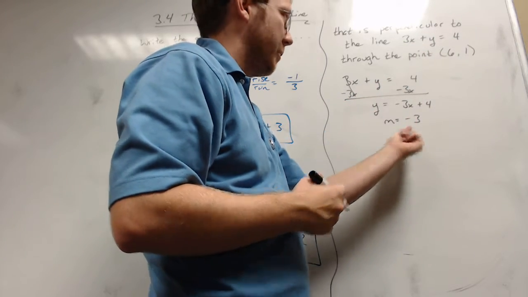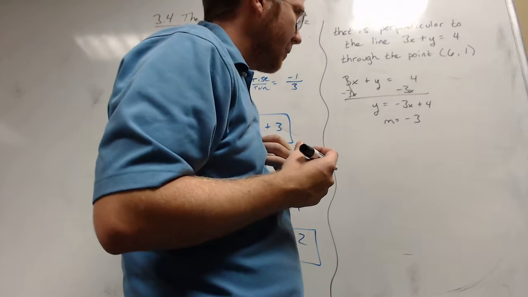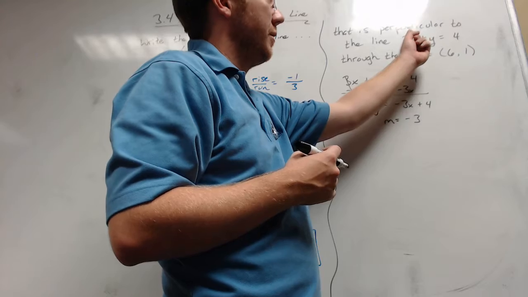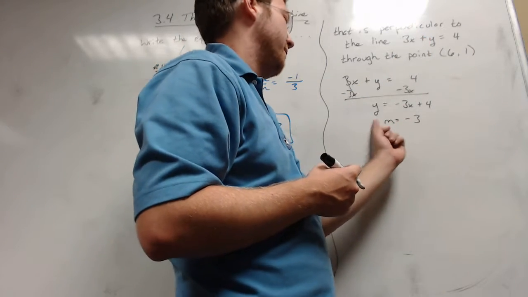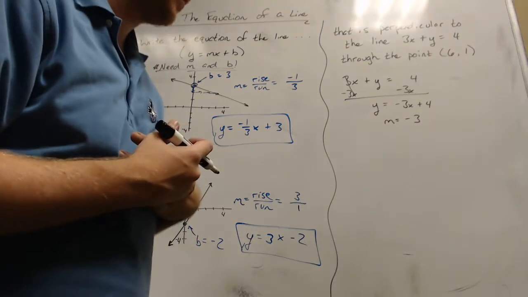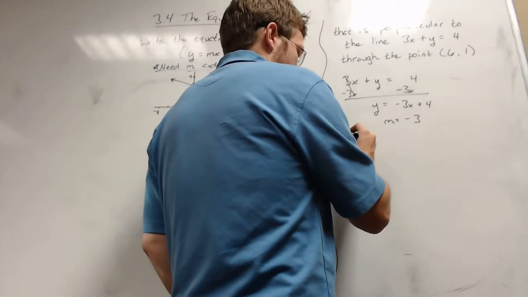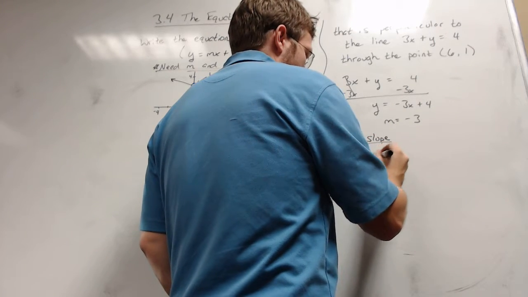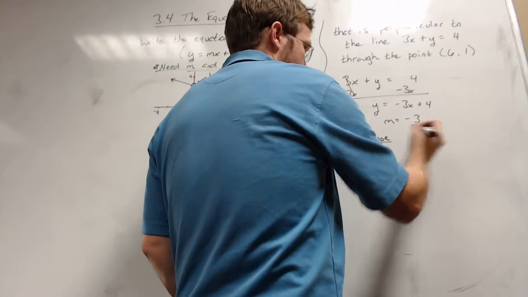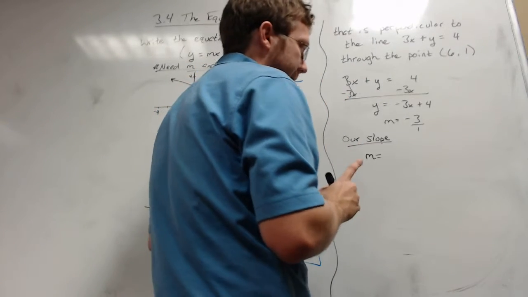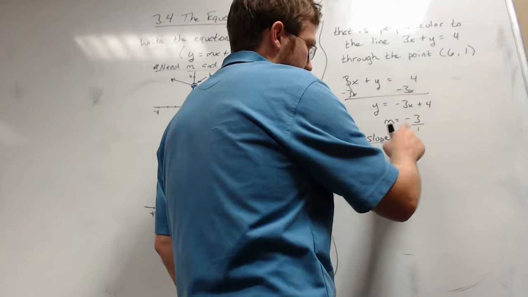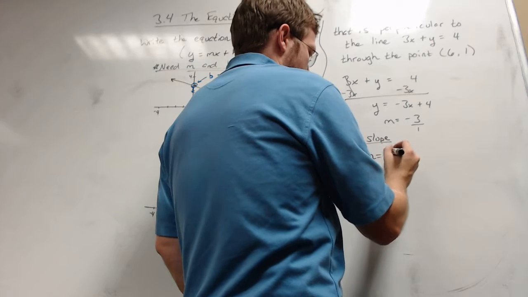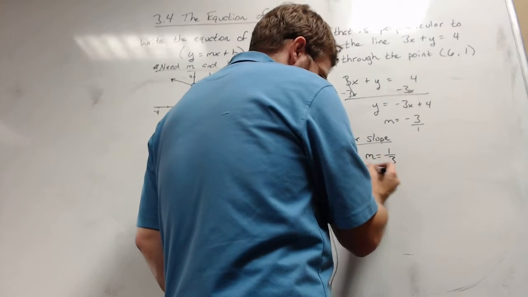That's great. But that's not the line I want to write. I don't want to write this equation. I want to write the equation of a perpendicular line. So if the slope of this line is negative 3, what does our slope have to be? Remember how we find that? Our slope is negative 3 over 1. Remember, for a perpendicular line, we do opposite. So instead of it being negative, ours will be positive. And instead of it being 3 over 1, it'll be 1 over 3. So the opposite reciprocal. Here is our slope.